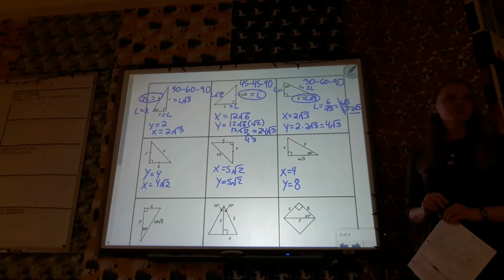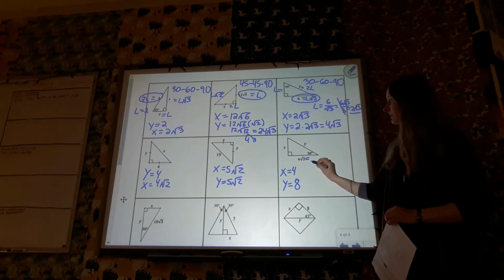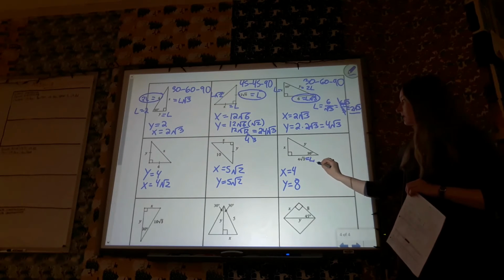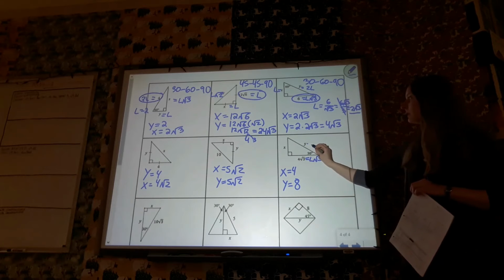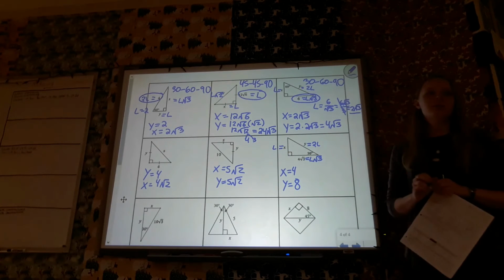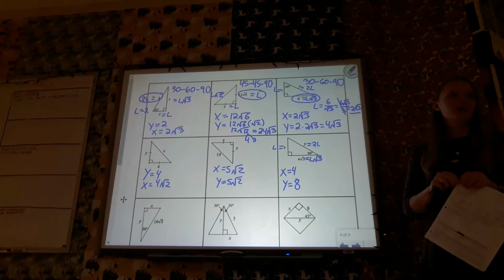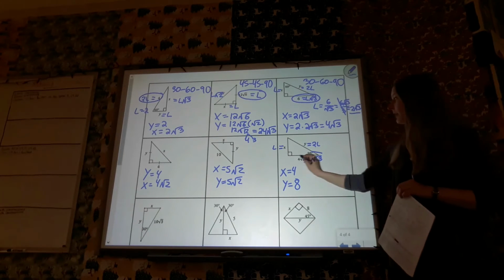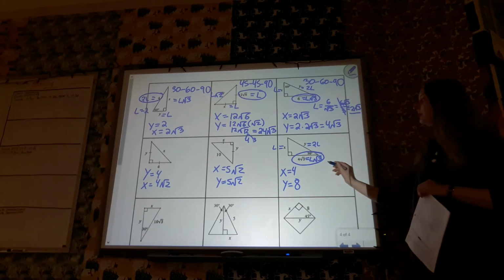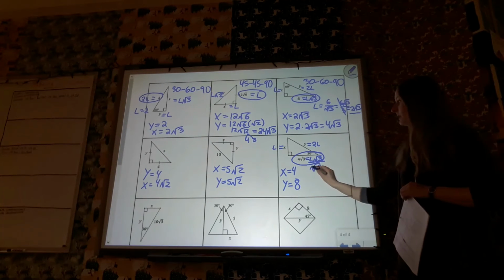So, 4 root 3 equals L root 3. Then y equals 2L. x equals L. So then you circle 4 root 3, okay? And you divide by root 3, and then it cancels out.